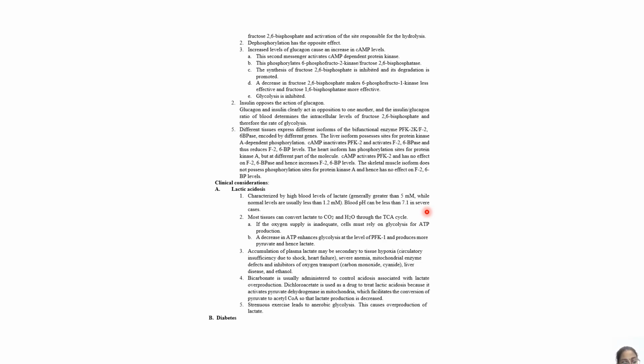What happens? Accumulation of plasma lactate may be secondary to tissue hypoxia, severe anemia, mitochondrial enzyme defects, and inhibitors of oxygen transport. Again, bicarbonate is usually administered to control acidosis associated with lactate overproduction. Dichloroacetate can be used as a drug to treat lactic acidosis because it activates pyruvate dehydrogenase in mitochondria, which facilitates the conversion of pyruvate to acetyl-CoA so that lactate production is decreased. Then strenuous exercise will lead to anaerobic glycolysis, and this causes overproduction of lactate.